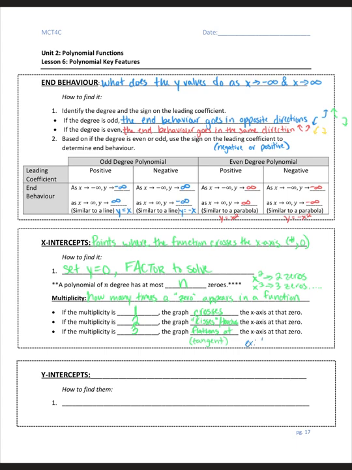So if I had the function f of x equals (x minus 3) squared, I could identify my zeros. So my 0 is going to be at x equals 3, and it's going to have a multiplicity of 2. So our multiplicity is how many times that 0 shows up in the function. And this represents our multiplicity. That exponent tells us how many times that 0 shows up in the function.